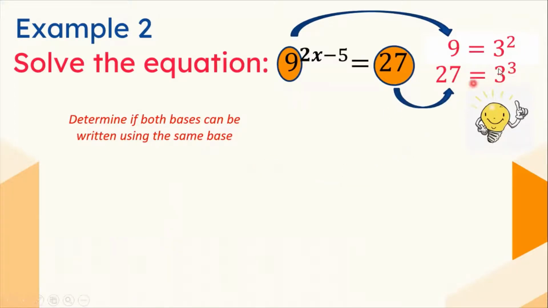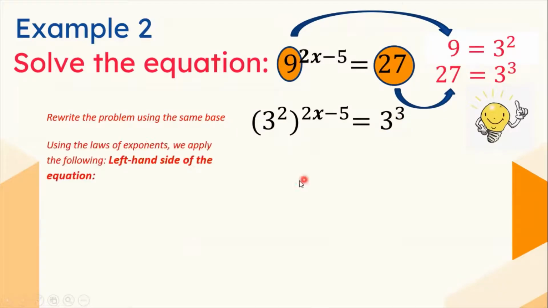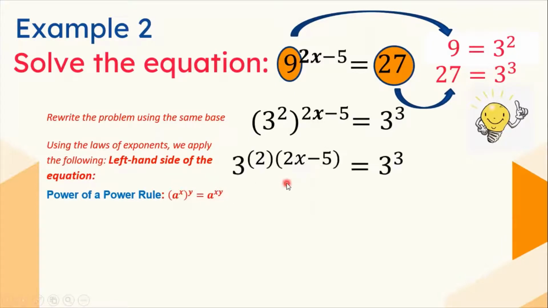Okay, so now based on this, we can rewrite the problem using the same base. So we have now this equation, where I just replace 9 with 3 squared, and 27 with 3 cubed. Using the law of exponents, we can simplify the left-hand side of the equation by the power of a power rule, which states that if you are raising a power to an exponent, you multiply the exponents. So in this case, let's multiply the exponents. We have 2 times 2x, that is 4x, and then 2 times negative 5, that is negative 10.